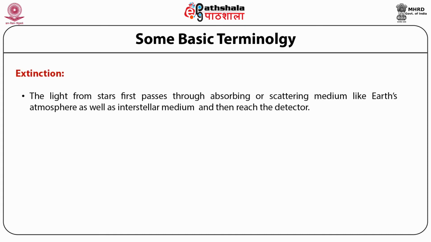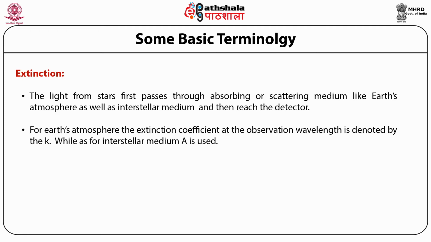Extinction. The light from stars first passes through an absorbing or scattering medium, like Earth's atmosphere as well as the interstellar medium, and then reaches the detector. During the passage, the intensity of emitted light decreases. The extinction is a coefficient that depends on the medium and the wavelength of the transmission. For Earth's atmosphere, the extinction coefficient at the observation wavelength is denoted by k, while for the interstellar medium, instead of k, the symbol A is used.